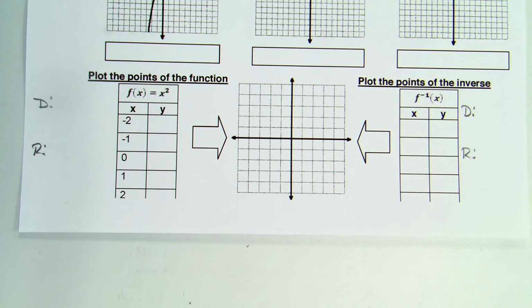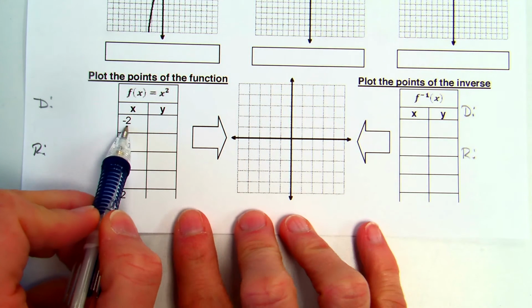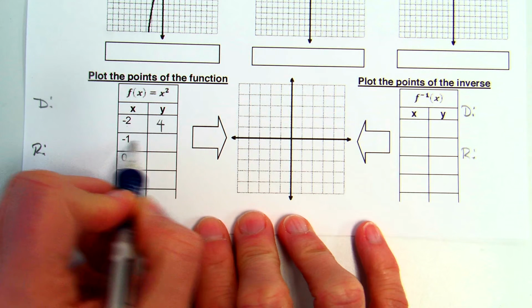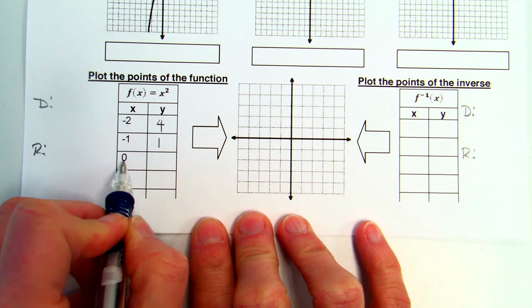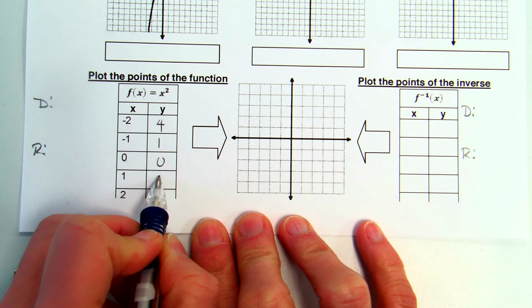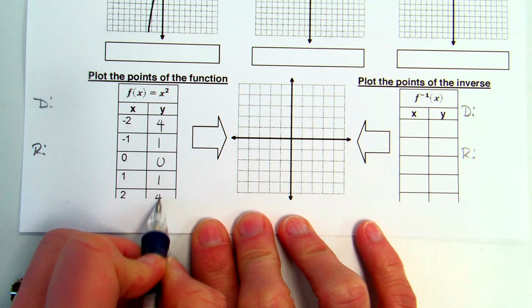All right, so what are my y values? What is negative 2 squared? 4. What's negative 1 squared? Positive 1. What's 0 squared? 0. 1 squared? 2 squared? 4. So go plot those points.